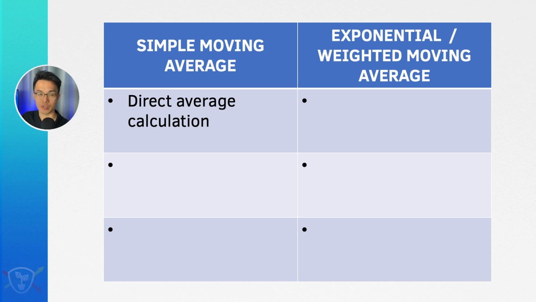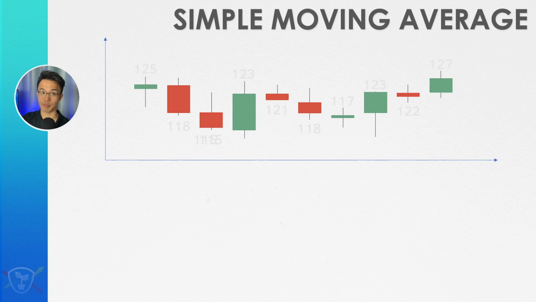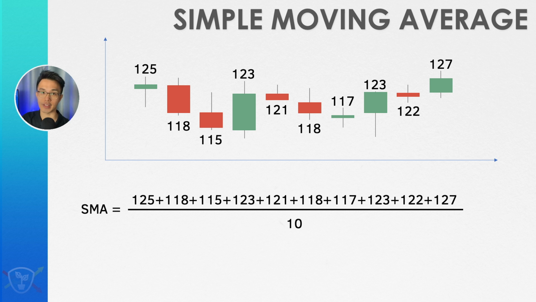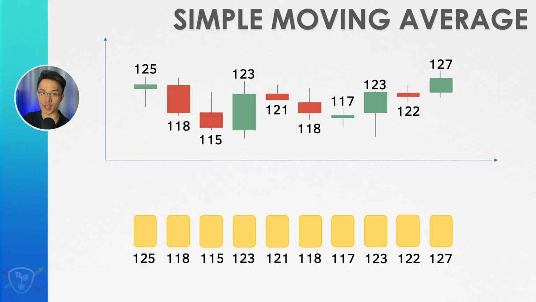The simple moving average is just a direct calculation of the average price over the specified number of days. For example, if we're looking at a 10-day simple moving average, all we're doing is taking the total price of these 10 days added together and dividing that by 10. So basically, every single day in this calculation has an equal weighting in the moving average calculation.